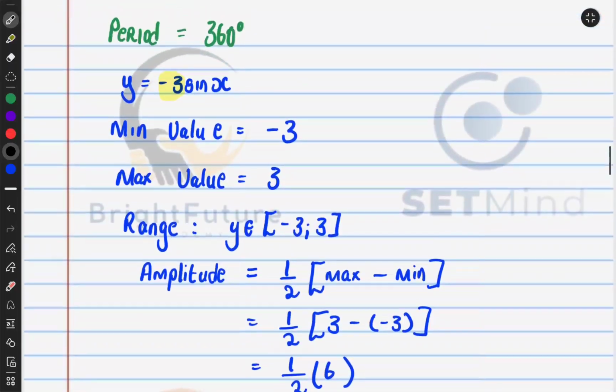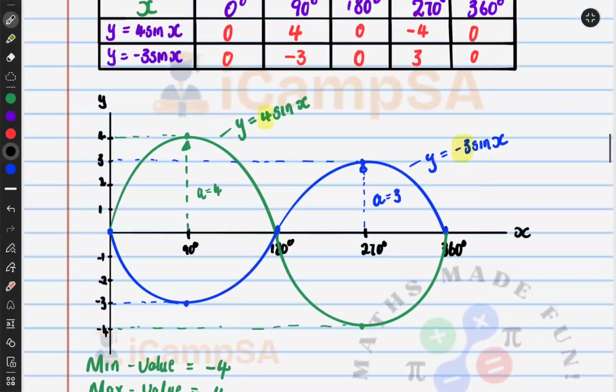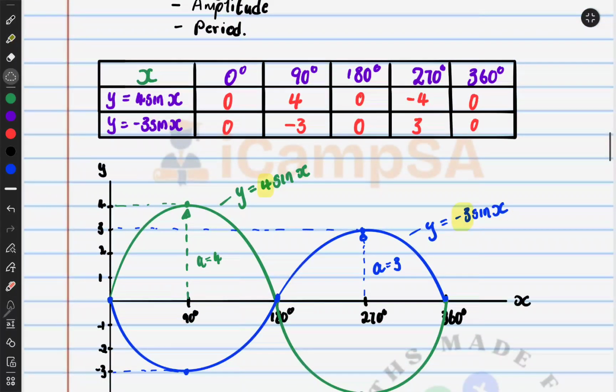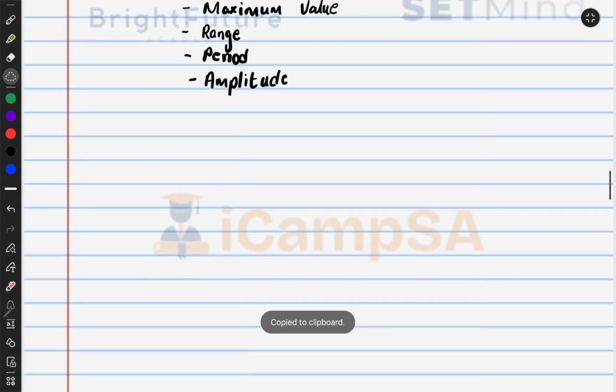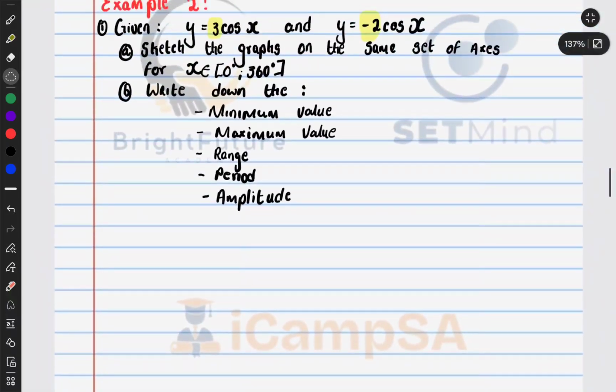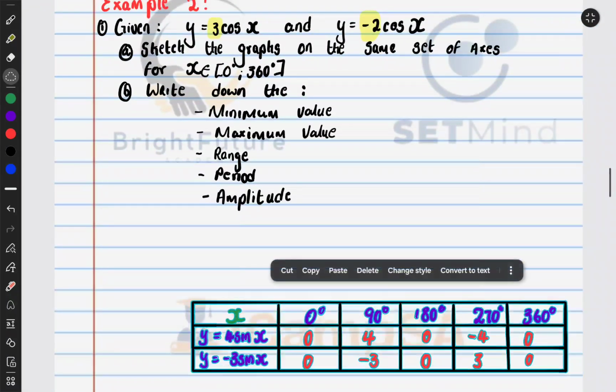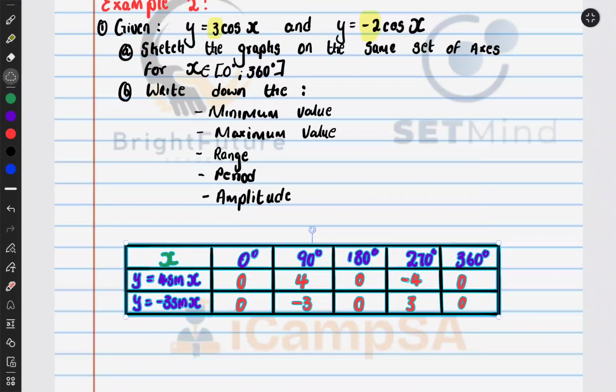Okay, we're going to need the table. Copy. I come back to the Cartesian plane. Let's put in our table. Okay.